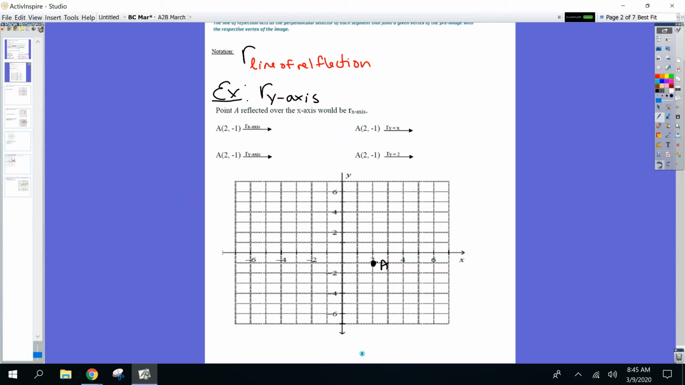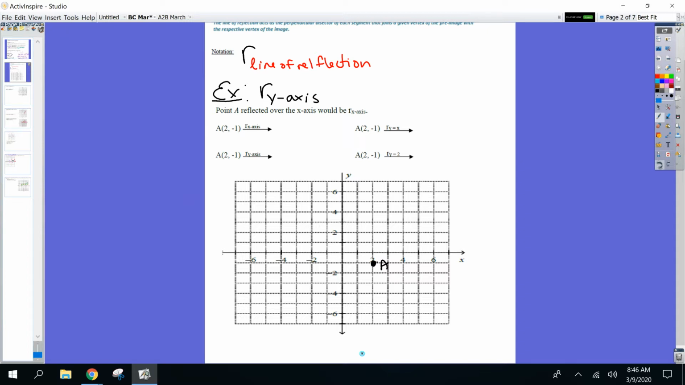First thing we're going to do, symbol notation tells me to do what to the point? Lowercase r tells me we're going to reflect it where? Through the x-axis. Okay, let's go backwards here. Is distance preserved in a reflection?